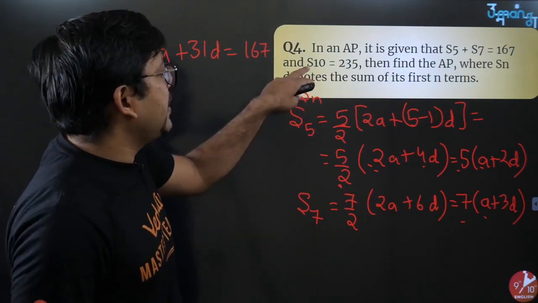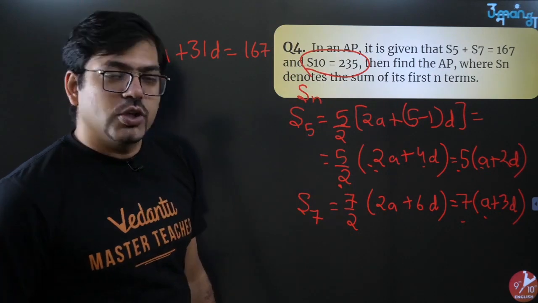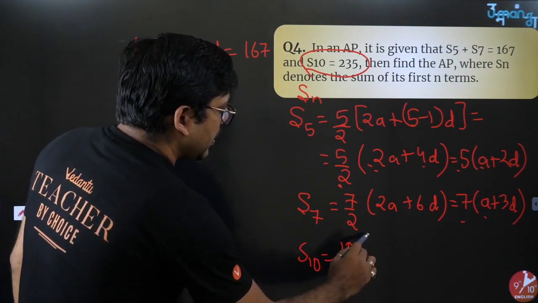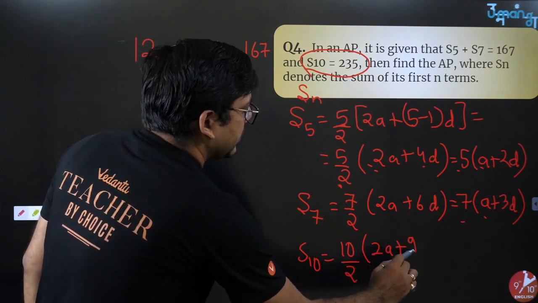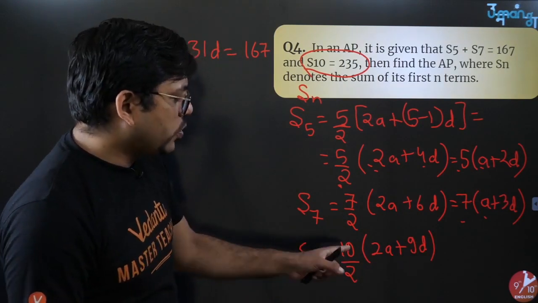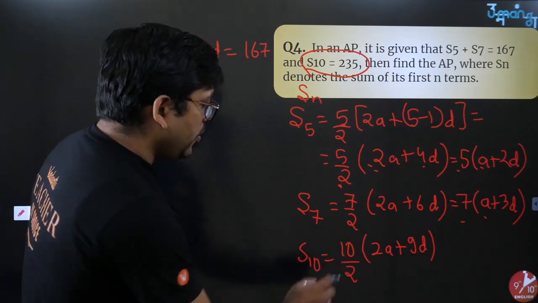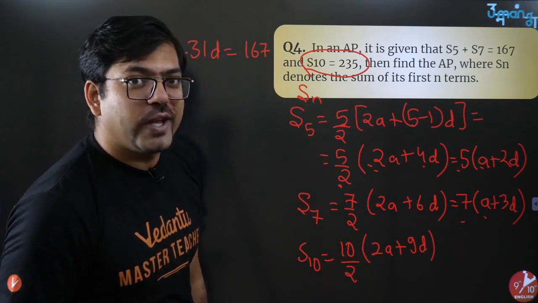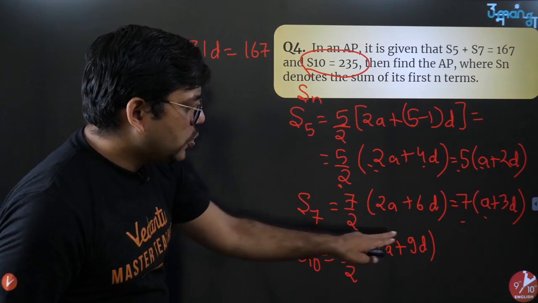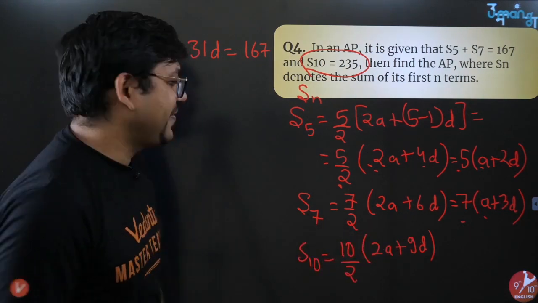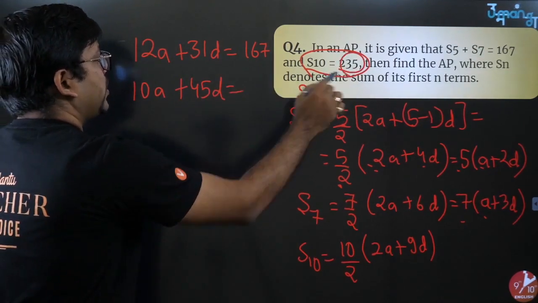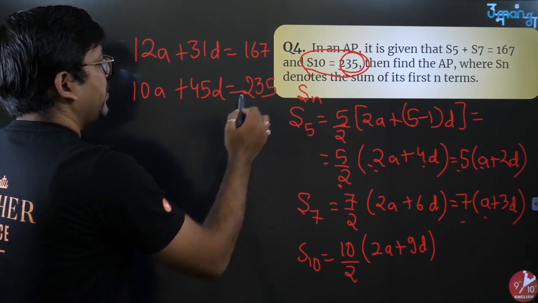Okay, now the same way we have to do for S10. So S10 also you can write the same way. S10 is equals to 10 by 2 into 2a plus 9d. 10 minus 1 into d, so that will be 9d. So this 10 by 2 you can write as 5. 5 into 2a is 10a. 5 into 9 is 45, so that is plus 45d. And that is given equals to 235.